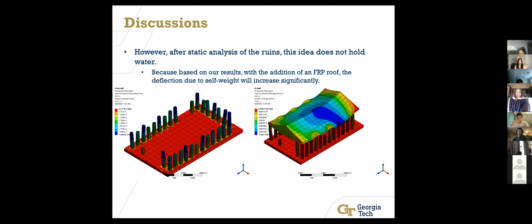However, after conducting static structural analysis on the building, the previous proposal did not seem to work out because after the addition of an FRP roof, the deflection due to the self-weight increased significantly, which would likely cause even more damage to the structure. And you can see the results of these simulations below.